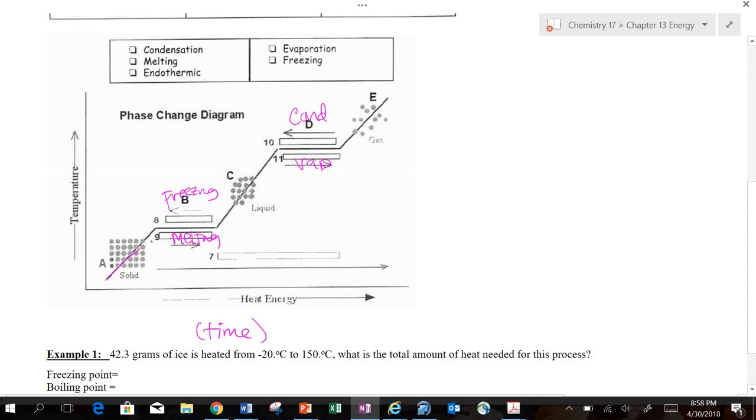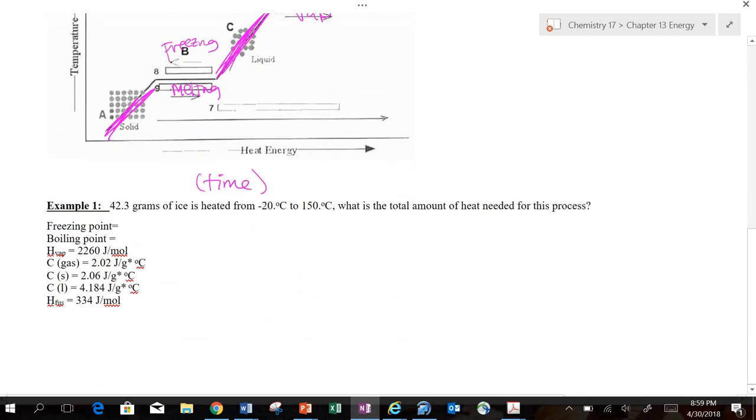These pathways represent a change of temperature. Those purple ones are all going to be a change in temperature. Our phase changes, like freezing, melting, condensation, and vaporization, do not require a change in temperature. Those are where we use our heat of fusion equation.